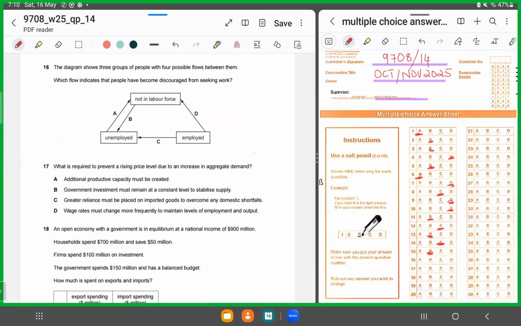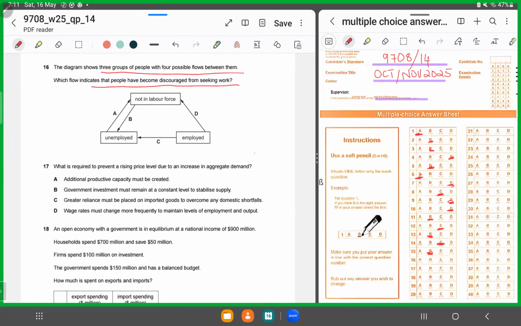Now, MCQ number 16, they've given us a flow chart. What they have done is displayed the flow between three groups of people with four possible flows between them. They've displayed this diagram. Now, they're saying which flow indicates that people have become discouraged from seeking work. That means people must have been not willing to work. Now, which flow is showing that? They are asking you.